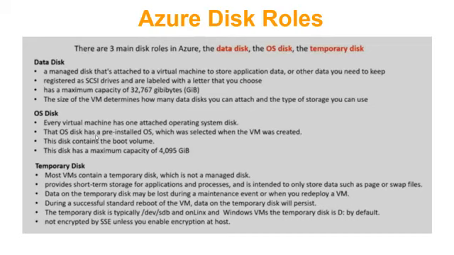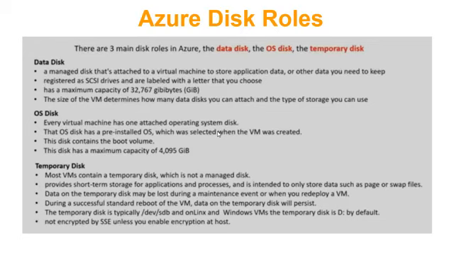Next comes the OS disk. Every virtual machine has one attached operating system disk. We must have an operating system installed in the VM so that we can use the hardware, the virtual machine, efficiently. So each and every VM will have at least one attached operating system disk, which has the pre-installed OS for the VM that we selected while creating it.